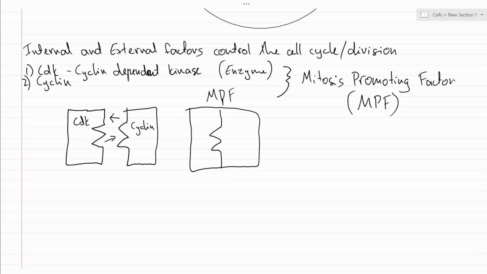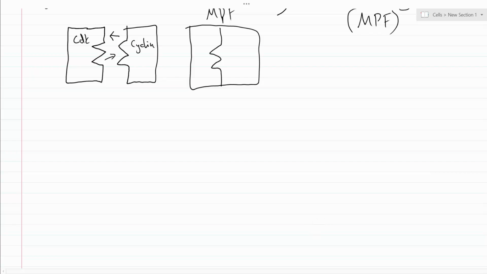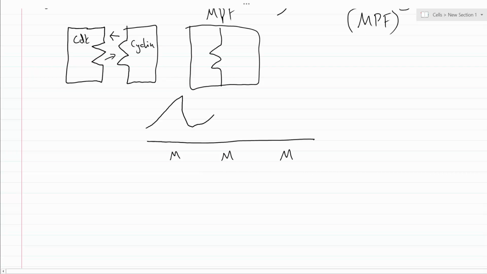So how does the cell stop there being too much mitosis promoting factor all the time and the cell dividing constantly? Well, we have a variable level of cyclin throughout the cell. Imagine that these M stages along here are checkpoints where mitosis is going to take place. As we get towards mitosis, cyclin will increase in the cell, and then it will drop off quite sharply before starting to increase again, dropping off sharply again, and this continues in this pattern, so that we get rises or spikes in cyclin. The amount of cyclin increases as we get closer to mitosis.